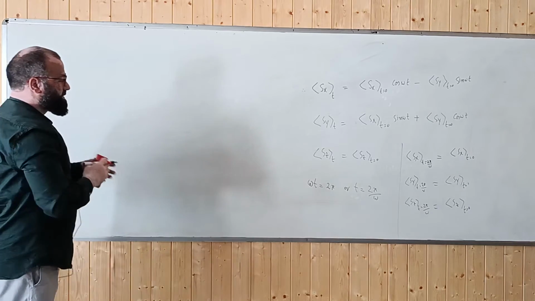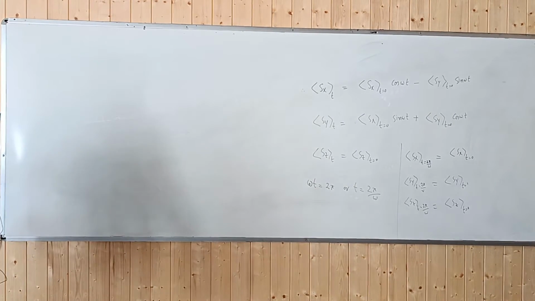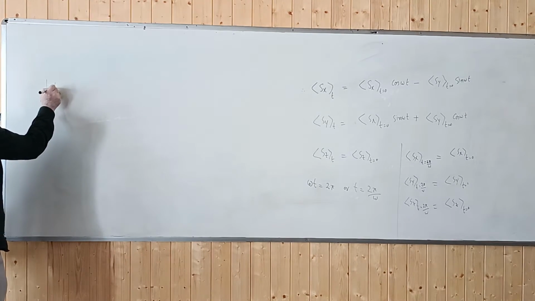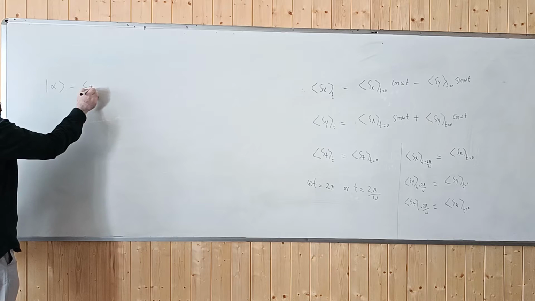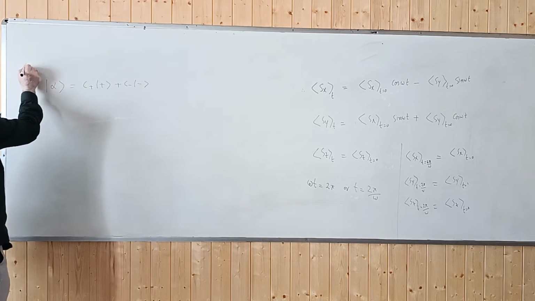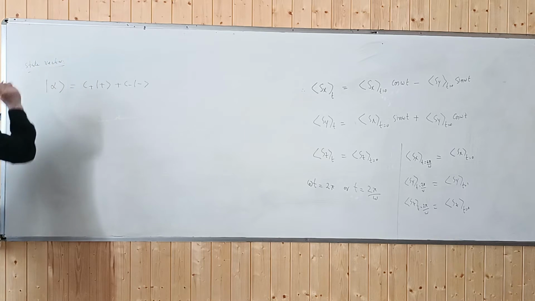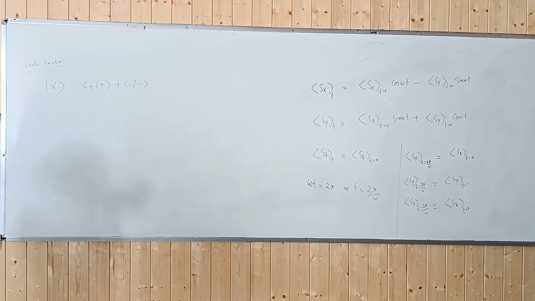Okay, so here you can look at the state vector from the time evolution perspective as well. So let me write. What is our alpha? That is c plus, c minus. So this is our state vector. So let's look at it from this very perspective. Then I will put a remark.